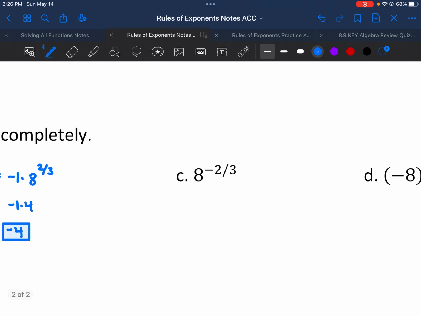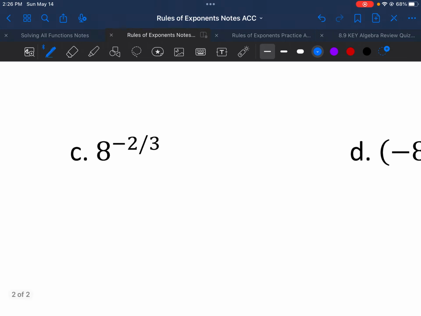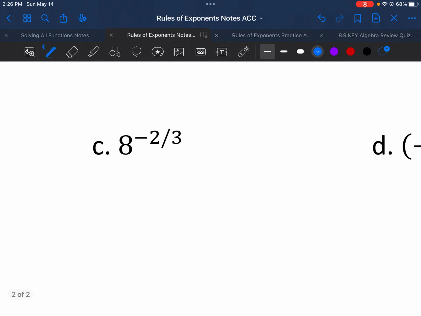Okay, now we're going to have the negative up in the exponent, 8 to the negative 2/3 power. Well, this is going to be 1 over 8 to the positive 2/3 power, so I'm taking care of the negative first by moving the 8 to the 2/3 to the denominator. But again, from example A, we already saw that 8 to the 2/3 power is equal to 4. So this is 1 over 4, and we're done with that one.